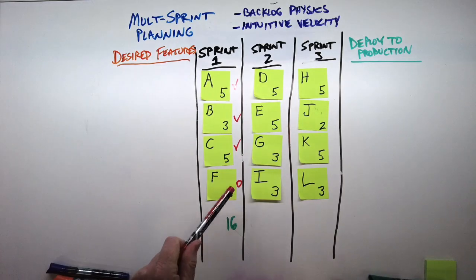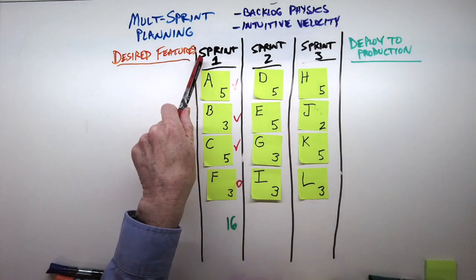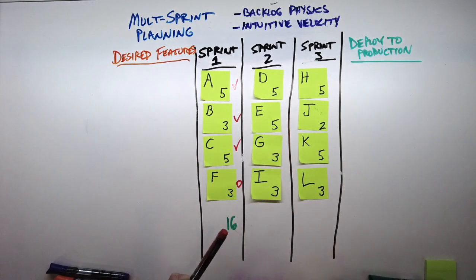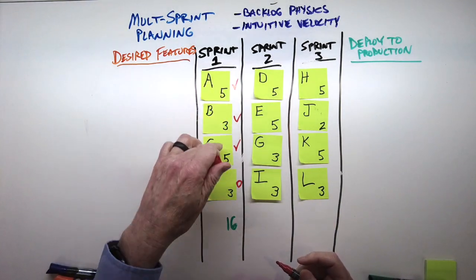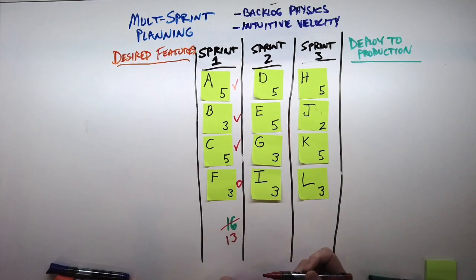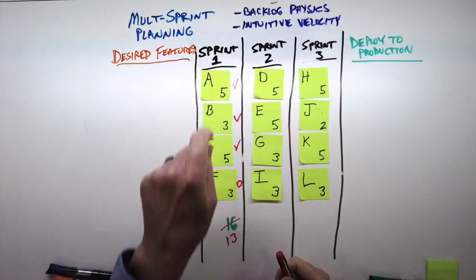Given that scenario, what was the actual velocity in sprint 1? What did we actually get done? Well, we have one data point now. We have 5 plus 3 plus 5 is 13. That's only one data point. It's not an average. It's not over time. It's our first shot. We have data that says we can get 13 done.